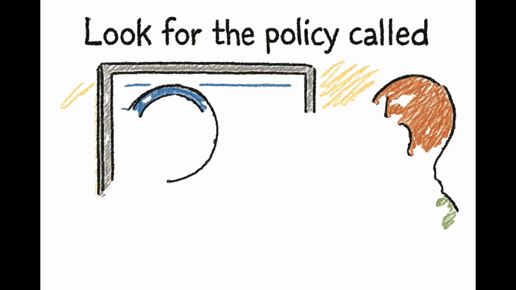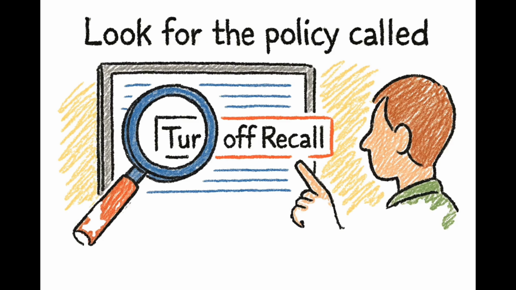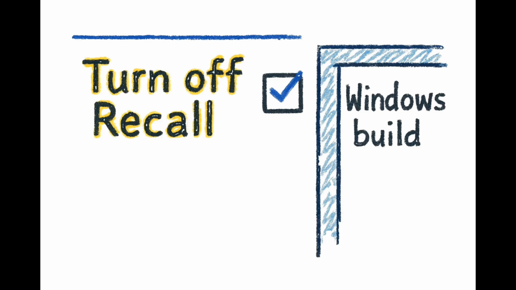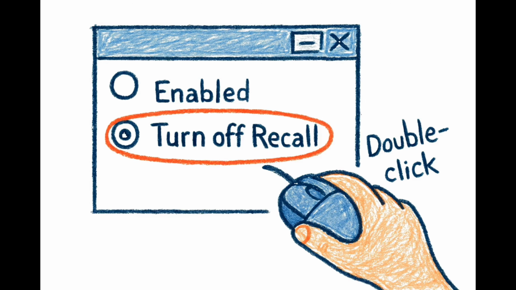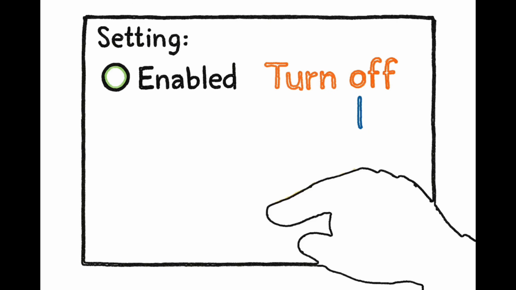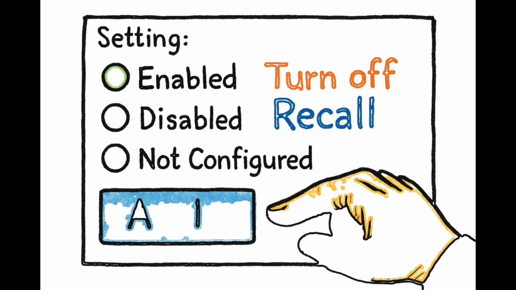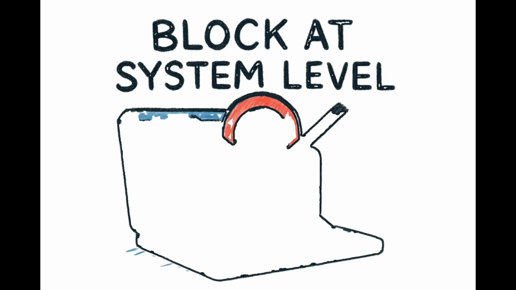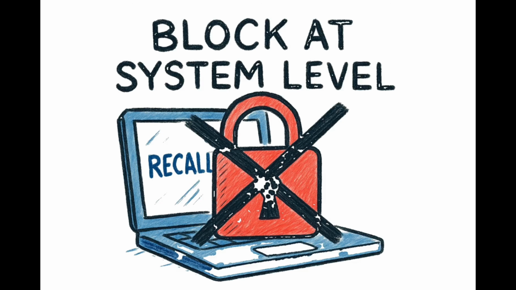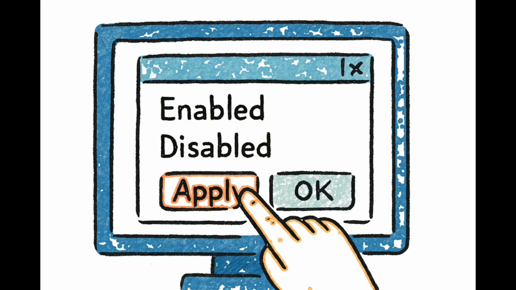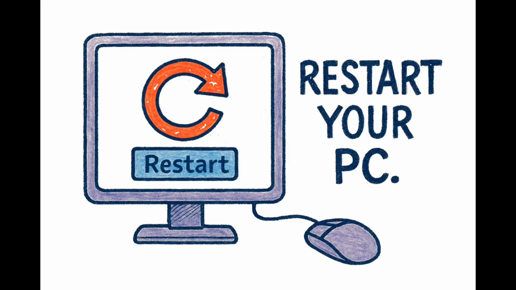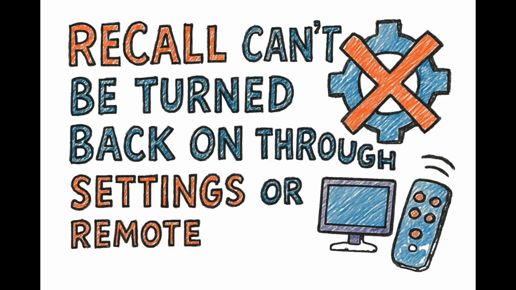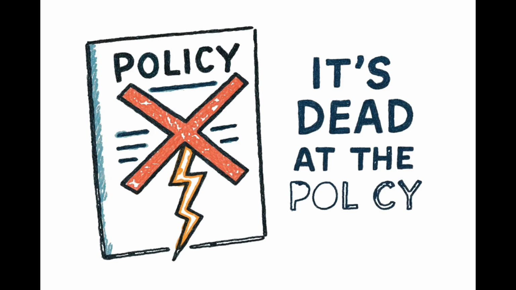Look for the policy called Turn Off Recall or Allow Recall to be Enabled. The exact wording varies by Windows build. Double-click it, set it to Enabled if the policy says Turn Off Recall, or Disabled if it says Allow Recall. The goal is to block the feature entirely at the system level. Click Apply, click OK, restart your PC. Once you've done this, Recall can't be turned back on through settings or remote commands. It's dead at the policy level.